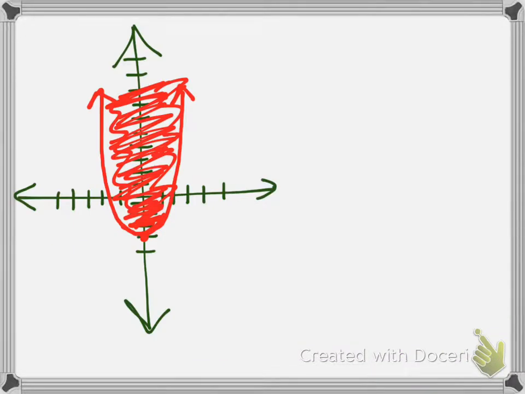So I'm going to go over to the right 1 and almost to the 2 right there, and I'm going to go up 10 spaces. 1, 2, 3, 4, 5, 6, 7, 8, 9, 10. So my vertex is right about there.